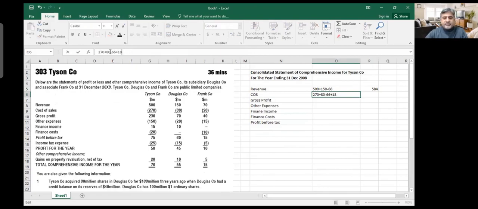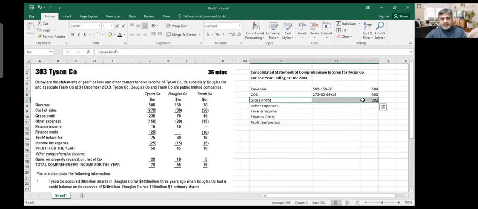And then we need to take it here, copy paste, we put equals sign, and I'll multiply it with -1 so that I get a negative number. And this is now my gross profit for the group, 282. Other expenses are how much?